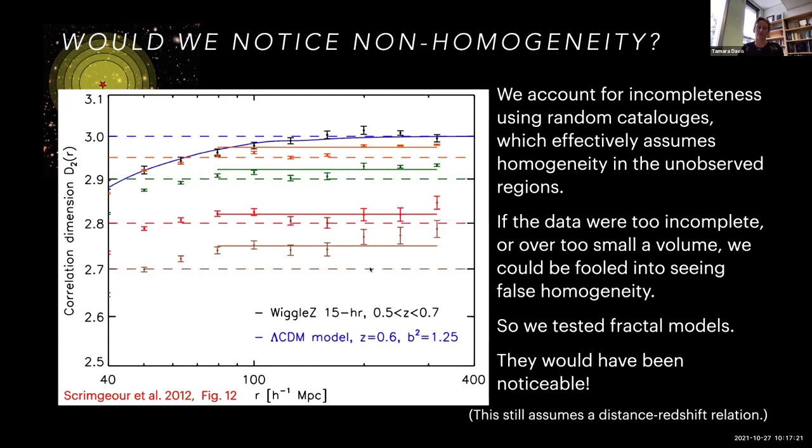So if there was fractal structure on these sorts of scales, we expect that we should have been able to see it. And I do note that this all still assumes a distance-redshift relation, even when we're testing the fractal models there. So we think that should have been noticeable. So that was the measurement of homogeneity.